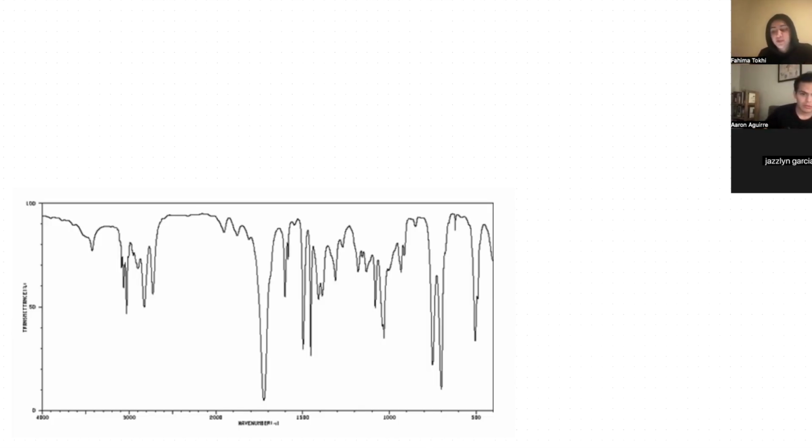Because there's no alcohol present, there's no broad bond. There's no CO bond. So if you can't tell, just try to cancel out the other ones based on what's not present.